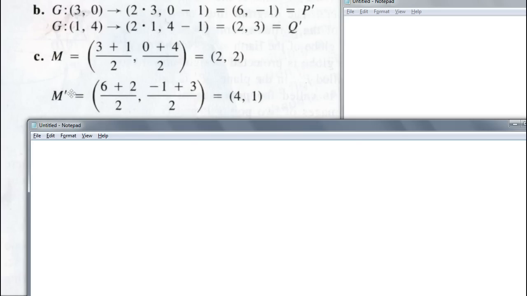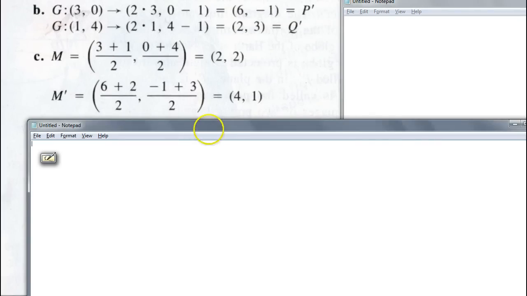Brianna? You have to plug in the midpoint of PQ, which is M, and see if it maps to (4, 1), right? Because we don't know whether the midpoint of one segment, if you take the same mapping, will go to the midpoint of the other segment. Does that make sense? So how do we do that?